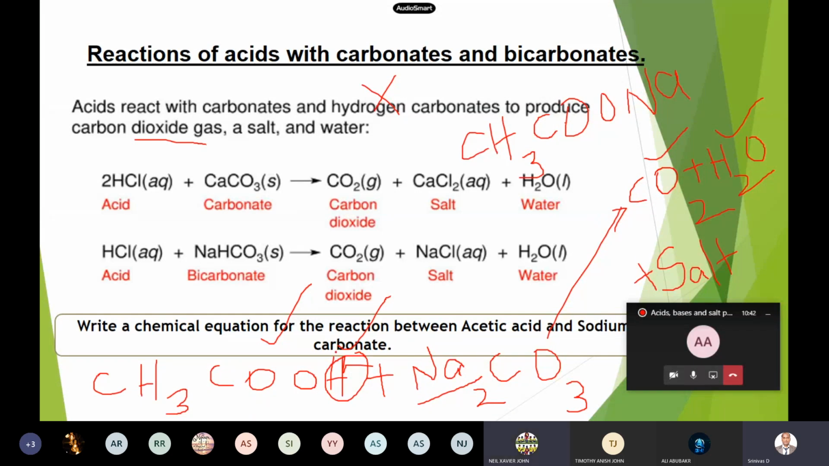In order to get this salt, I'm replacing this hydrogen from the acid by one of the sodium from here. See, CH3COOH, replace this H by Na. So CH3COONa plus CO2 plus H2O. That is your answer.